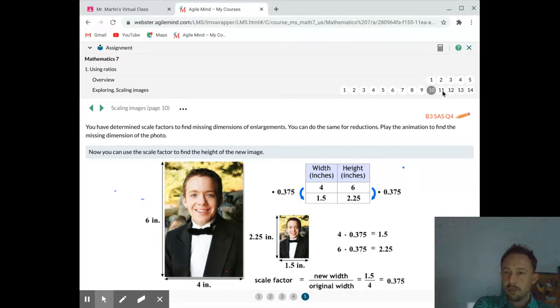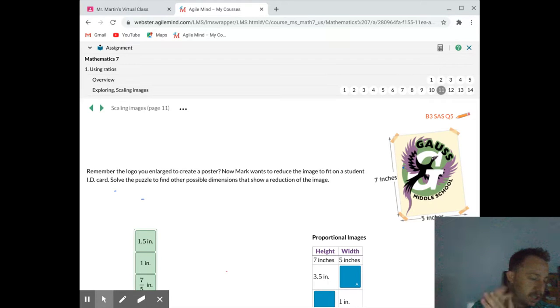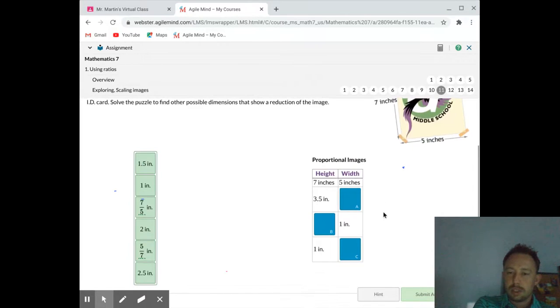All right, and let's go to page 11. So we're going to try to complete this puzzle, and we'll check our understanding. Make sure we understand what the dimensions and the reductions are. So this is just like what we did earlier. So we should be able to go through this one a little bit quicker. And then we'll be able to dismiss from class today, okay?